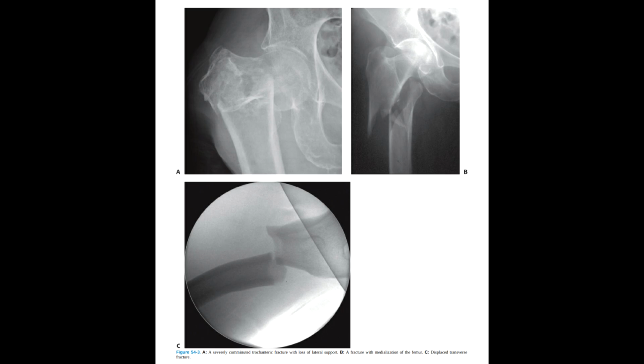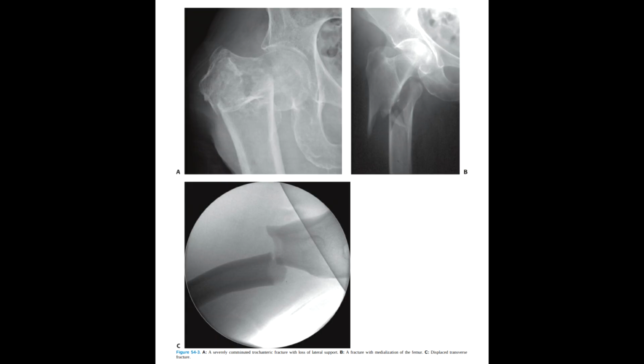Image B demonstrates medialization of the femur. This means that the shaft has shifted medially relative to the head and neck fragment, an indication of instability. And finally, image C shows a displaced transverse fracture seen under fluoroscopy. These examples emphasize how radiographs guide us in identifying fracture morphology and stability, which directly influences treatment choice.